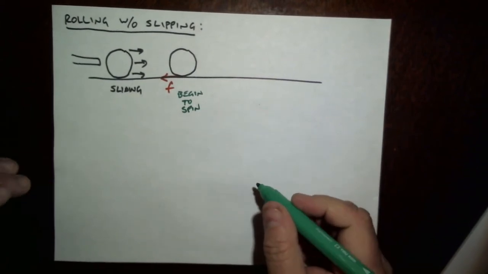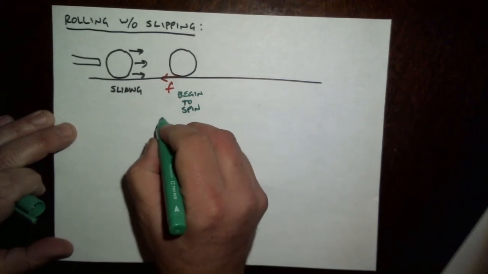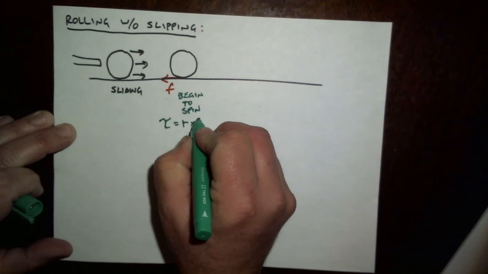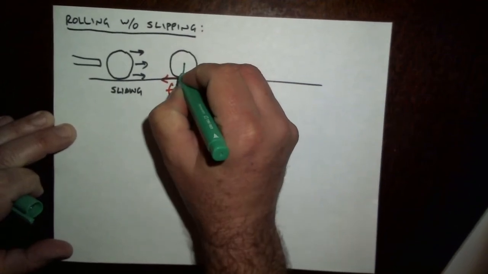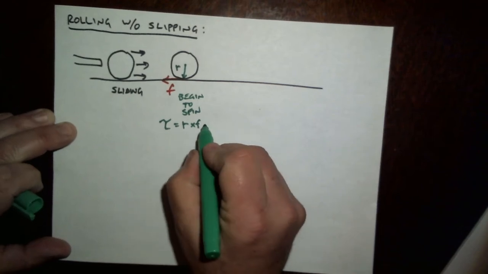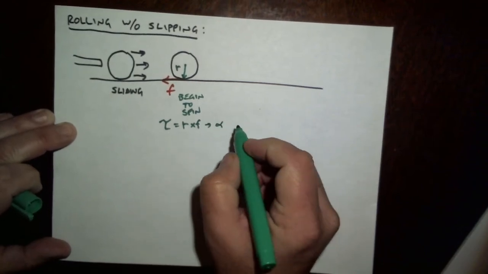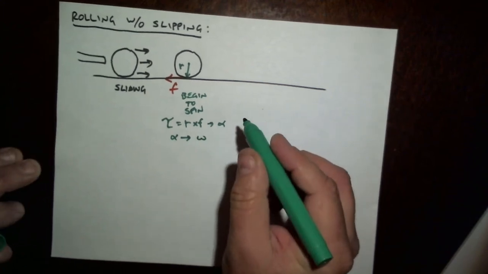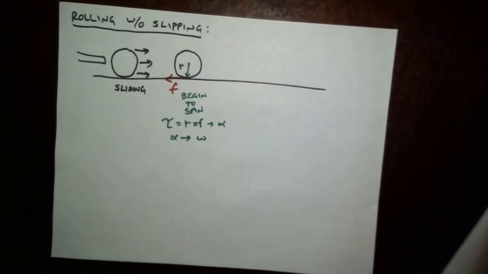And that's because there's a torque here, okay? There's a torque, which is R cross F, R being the radius of the ball. And that torque is going to give rise to an angular acceleration, and that angular acceleration is going to give rise to an angular velocity. But that process does also not go on forever.